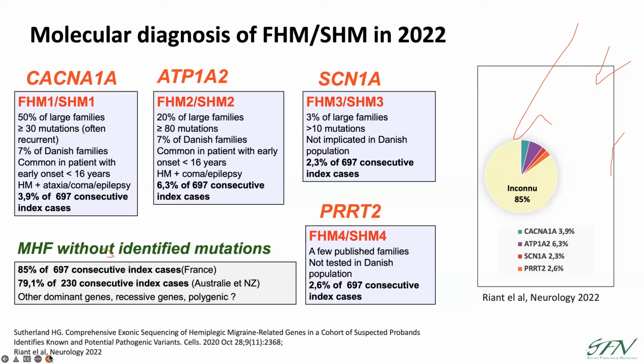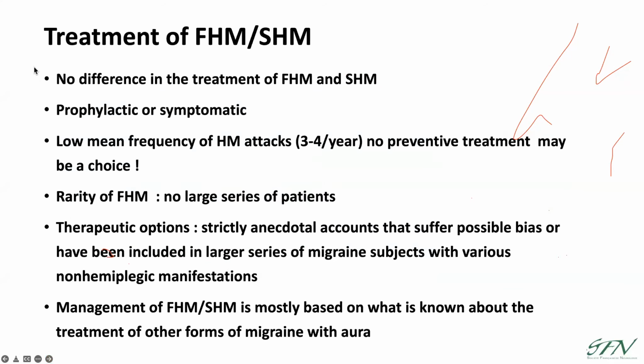So how can we treat familial and sporadic hemiplegic migraine? There is no difference in the treatment proposed for the sporadic and the familial forms. Treatments like in other varieties of migraine may be prophylactic or symptomatic, but there is a low mean frequency of hemiplegic migraine attacks, only 3 or 4 per year. So sometimes no preventive treatment may be a choice.